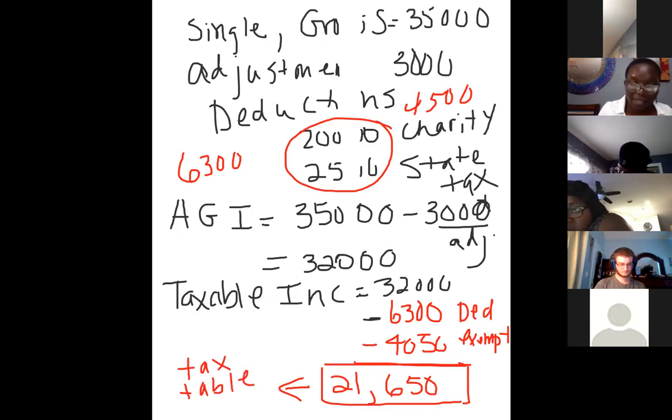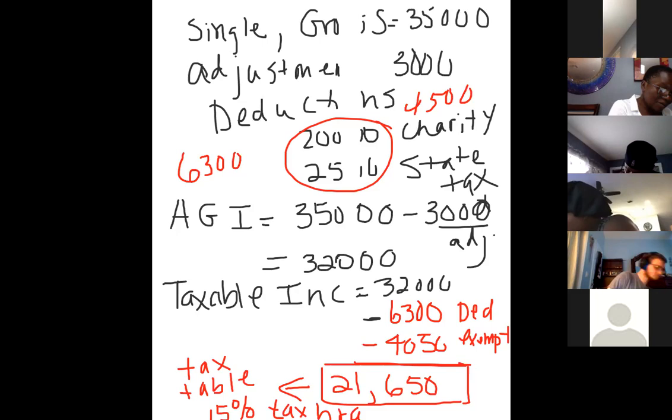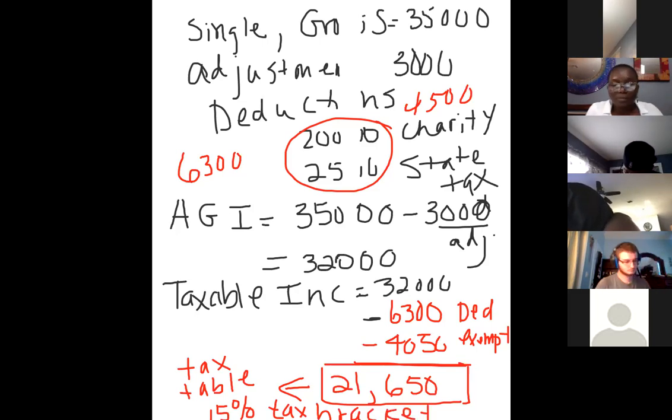So now I'm going to go to the tax table. On the tax table, it says that this person ends up in the 15% tax bracket. All right, so now I'm ready to calculate the tax liability. This is the only question you're going to have like that on the test, and it's multiple choice. You guys ready for me to calculate the tax liability? Yes. All right, I'm going to erase this. So now, here's what we're going to do. By the way, your question is very similar to this, so just make sure you're taking some good notes.